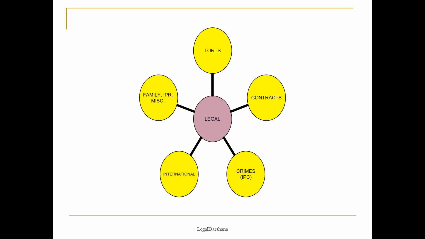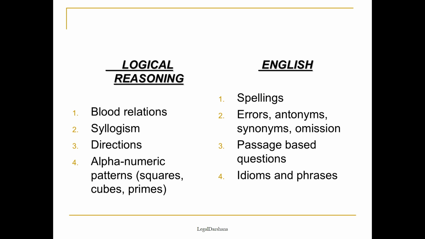Next is our logical reasoning and English. So logical reasoning, as you can see here, the topics are blood relation, syllogisms, directions, alphanumeric patterns like completing the series, and alphanumeric series or word patterns, and questions like that. We will be providing you with questions in further videos. And in English, as I have told you earlier, it's spellings, errors, antonyms, synonyms, omissions, passage based questions, and there is a small chance of having idioms and phrases in this topic.